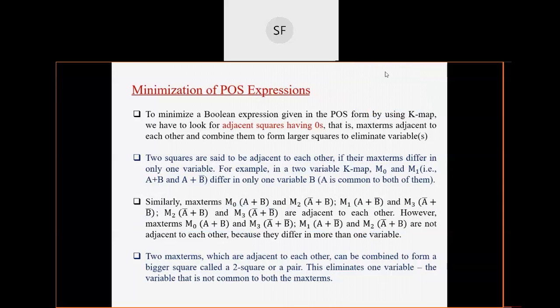Okay. I've already forwarded this PPT to you. Just go through that. So from the next lecture, we will move towards three variables and then four variables. So again, the important thing is you should be clear until this point. What is POS? What is SOP? What is max term? What is min term? How to map a POS expression on a K-map? How to map an SOP expression on a K-map? These many things you should be aware of.